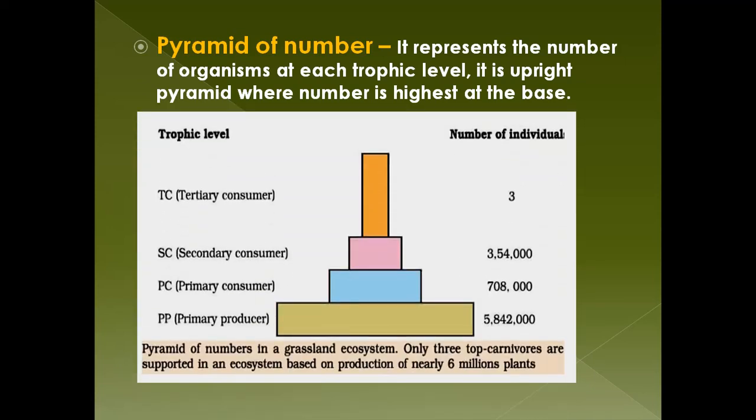Okay, here is one example. This is a pyramid of number, upright pyramid. The base is made up of the primary producers, which are about 5,842,000 producers. Then if you take up the primary consumers, 708,000. Then secondary consumer, 354,000. And the tertiary consumer, or the top carnivore, just 3. So the number is declining.